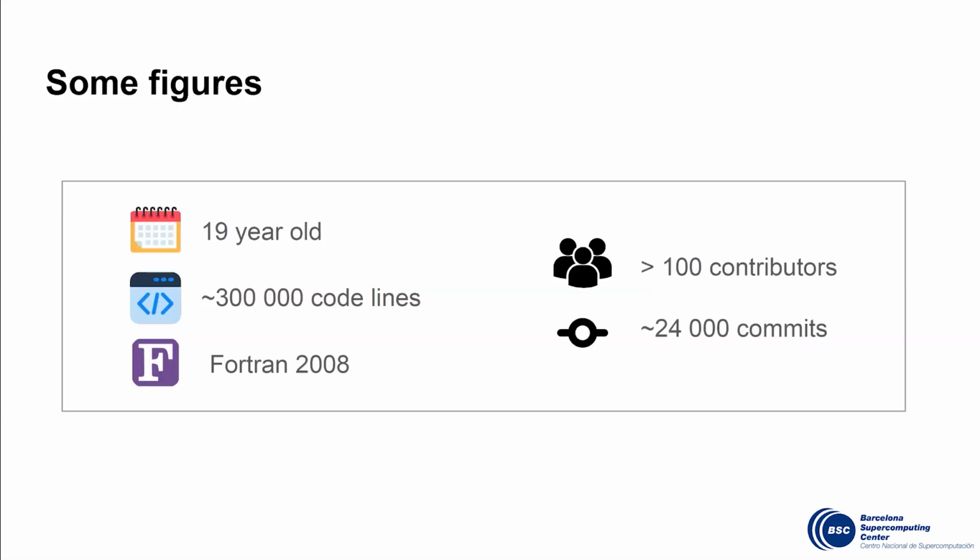So some figures about ALYA. ALYA is quite an old code of 19 years. It's composed of 300,000 code lines written in Fortran 2008, and it has seen more than 100 contributors and has a history of 24,000 commits. So quite an old code and with a huge history.